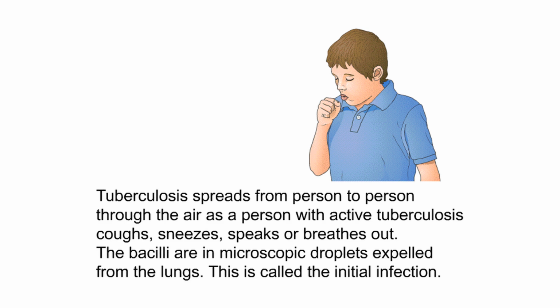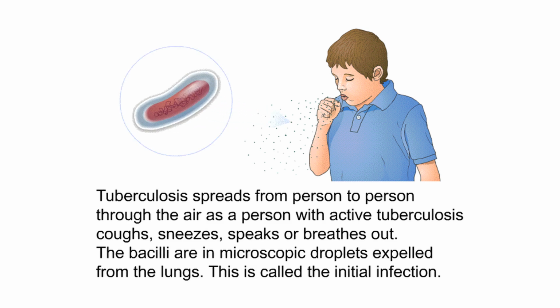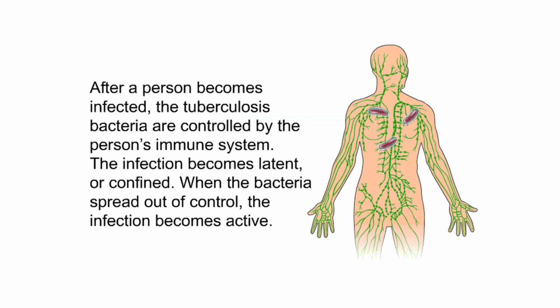Tuberculosis spreads from person to person through the air as a person with active tuberculosis coughs, sneezes, speaks, or breathes out. The bacilli are in microscopic droplets expelled from the lungs. This is called the initial infection. After a person becomes infected, the tuberculosis bacteria are controlled by the person's immune system. The infection becomes latent or confined. When the bacteria spread out of control, the infection becomes active.